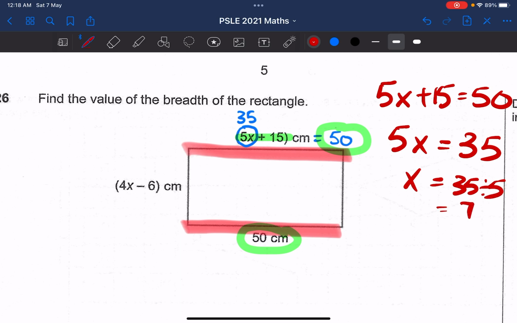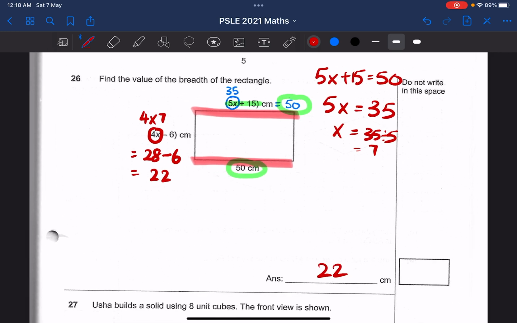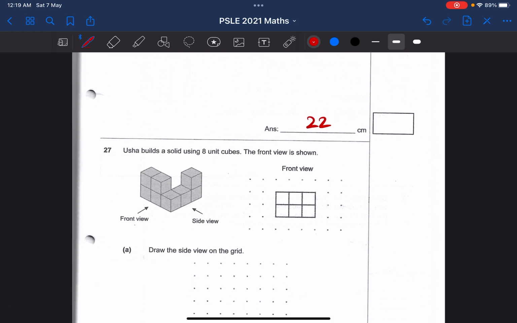Now, if you now know that x is equal to 7, this means 4 times 7, right? 4 times 7 is 28. Then 28 minus 6 is equal to 22. So the answer for the breadth is 22 centimeters. Okay, so this is quite an interesting question using algebra, but since we are not testing you on algebra in the coming exam, we will not do it. Okay, now question number 27.